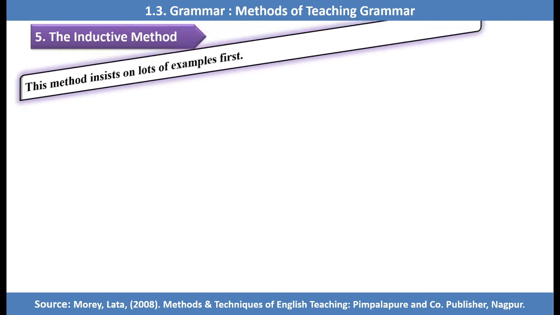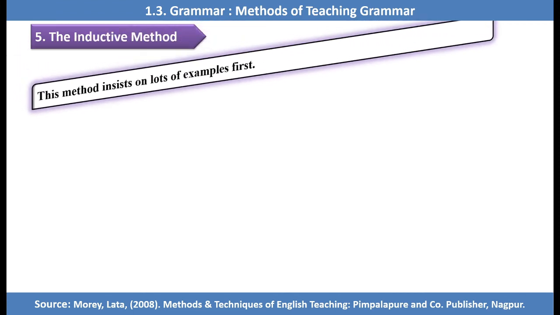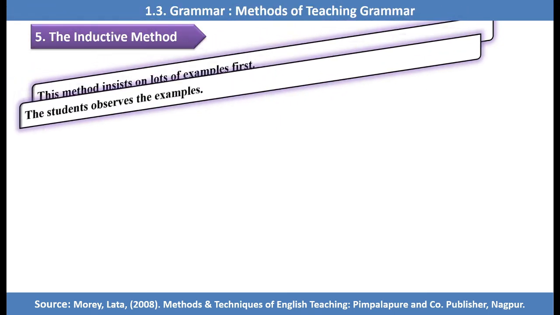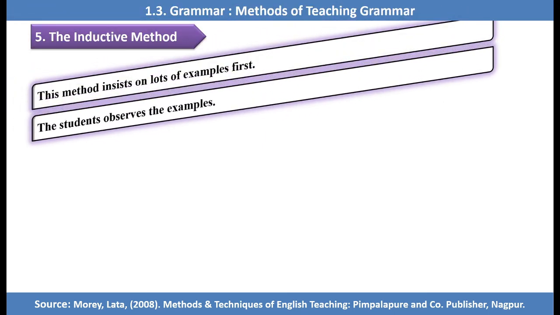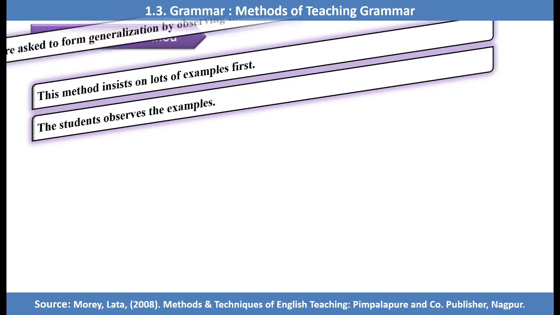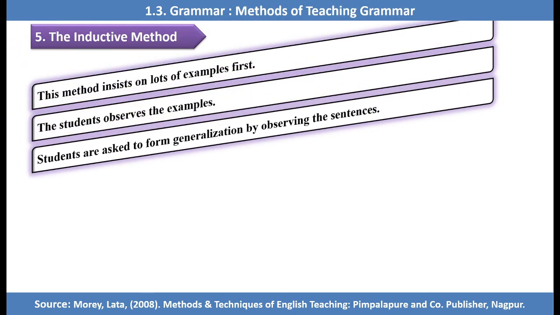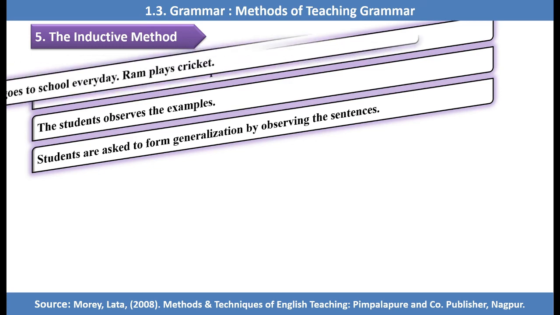The last one is the inductive method. This method insists on lots of examples first. Here it is opposite to the deductive. The students observe the examples, and then they are asked to form a generalization by observing the sentences. The teacher provides some examples and asks students to observe all these examples and find out what is common in them. So students observe and form the generalization by observing the sentences.